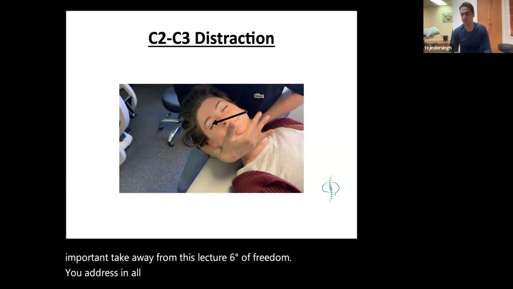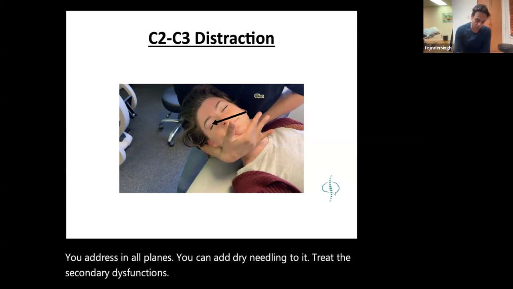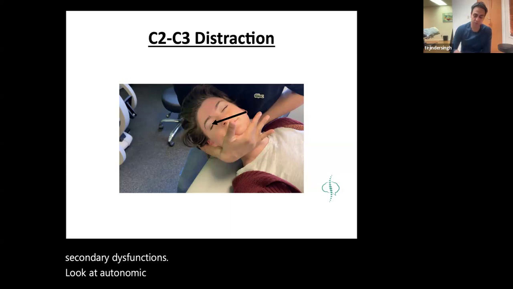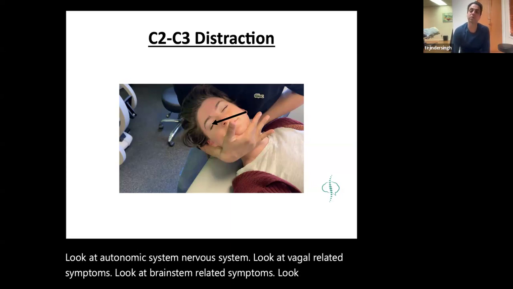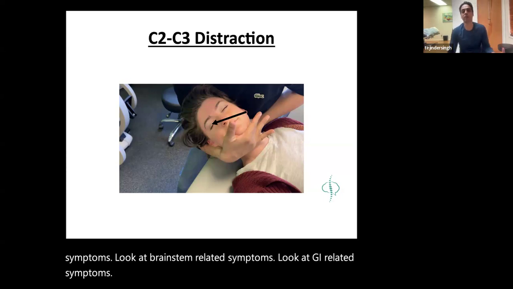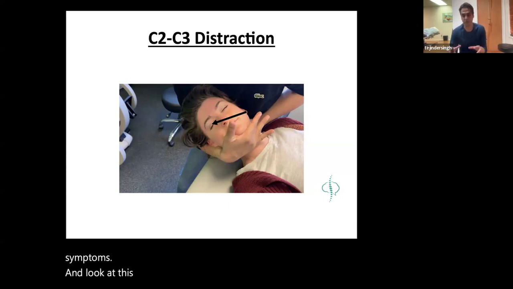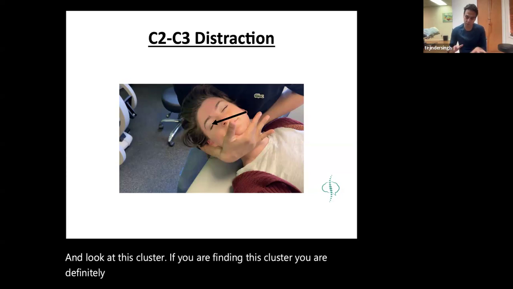You can add dry needling to it, treat the secondary dysfunctions, look at the autonomic system, nervous system, look at vagal related symptoms, brainstem related symptoms, GI related symptoms. And look at this cluster. If you're finding this cluster, you're definitely treating something with C1 misalignment.